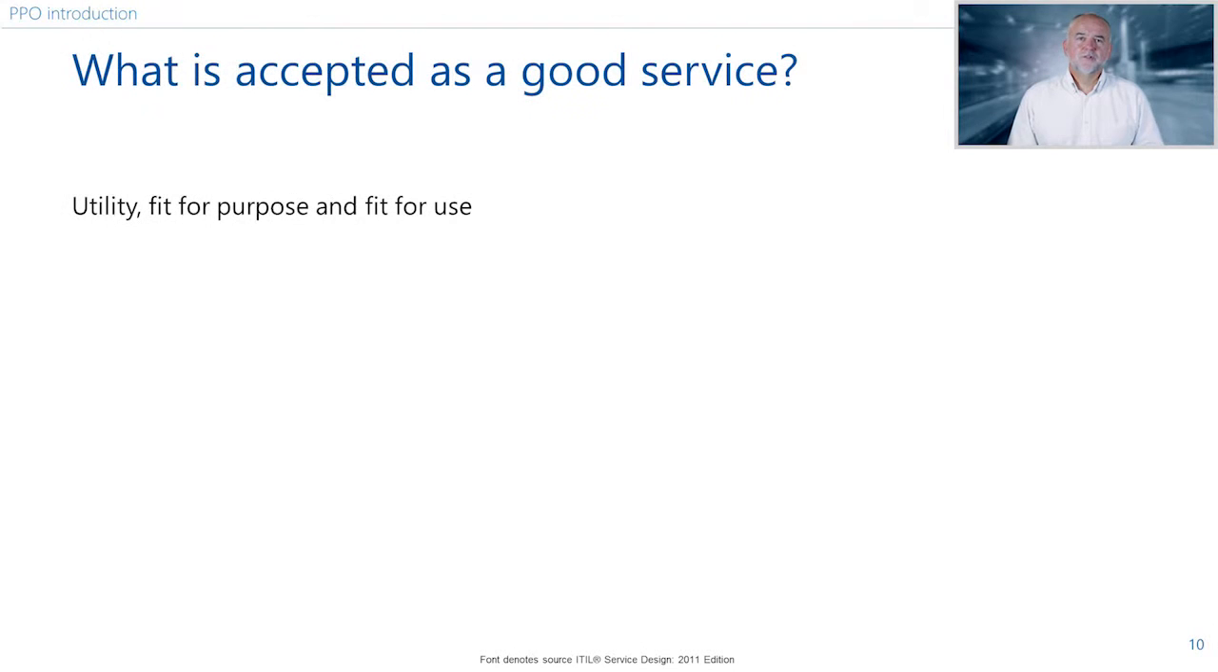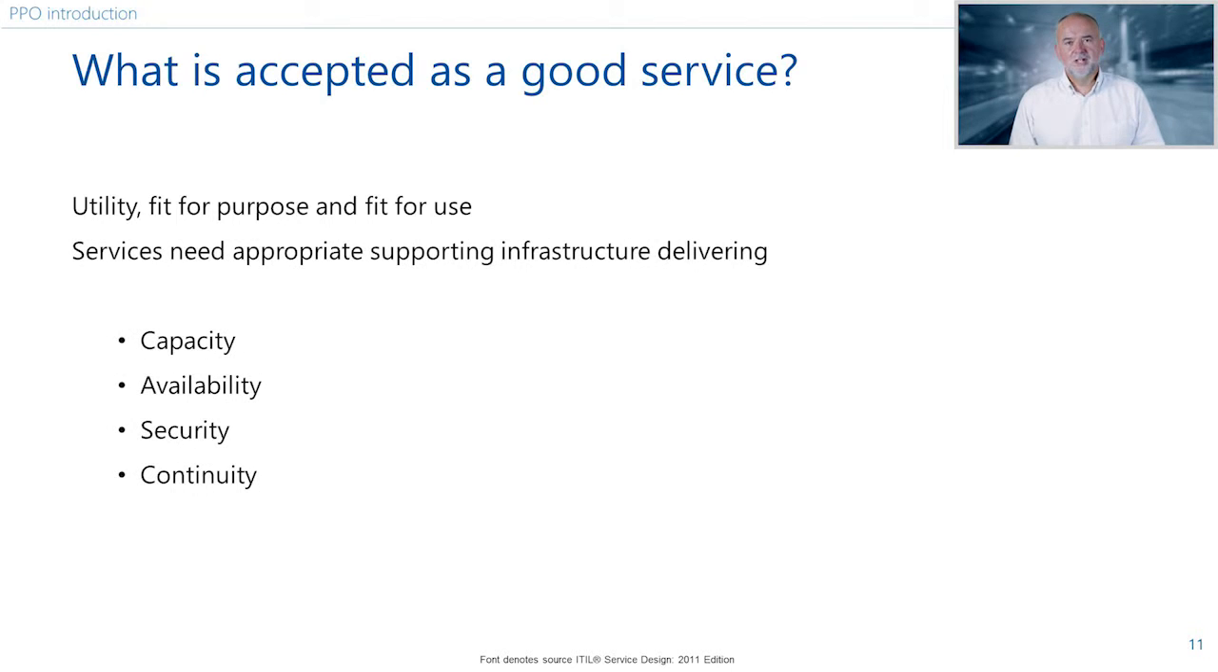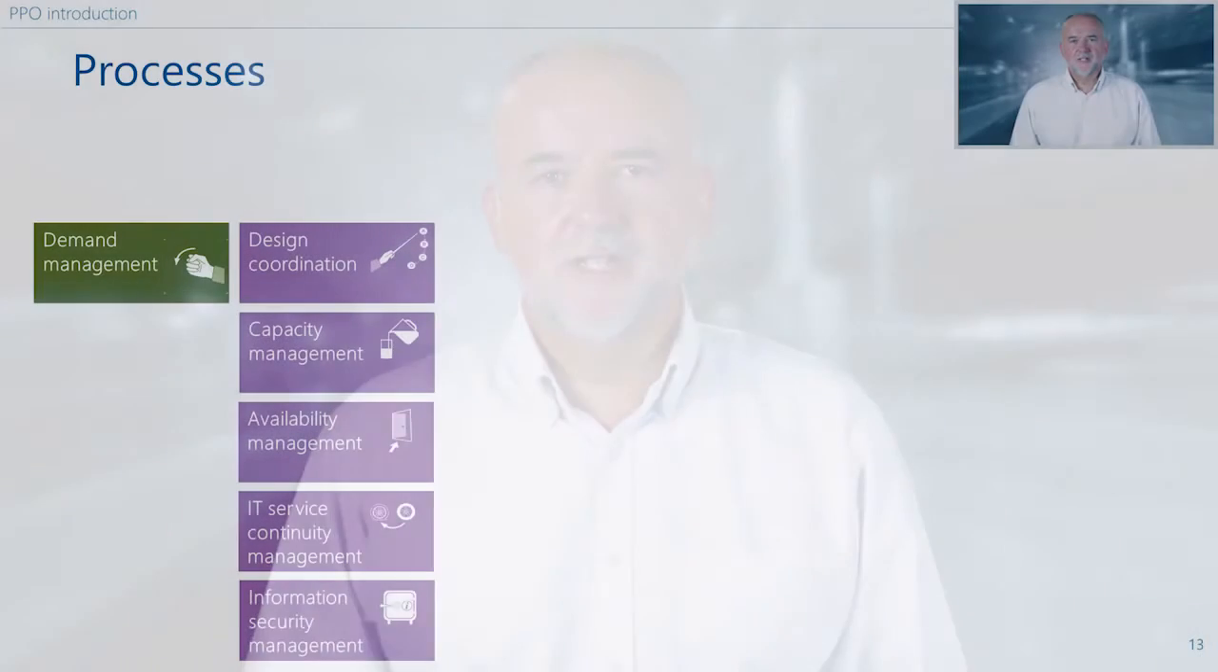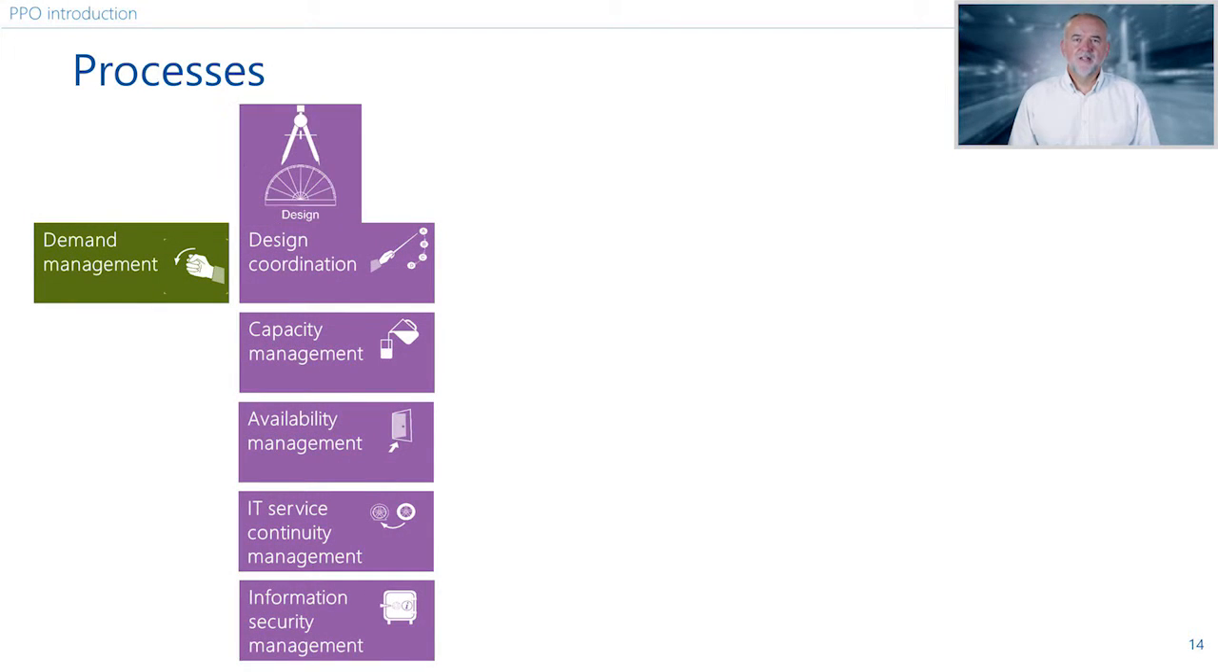To do that, utility is all about being fit for purpose, and we also need to consider four other aspects. Capacity, availability, security and continuity. And these four, as you'll recall from your foundation, make up the warranty aspect. So in ITIL terms, we need to look at both fit for purpose and fit for use. Together, fit for purpose and fit for use gives us value. So in order to do that, planning, protection, optimisation looks specifically at these six processes, five of them from service design and one of them from service strategy.